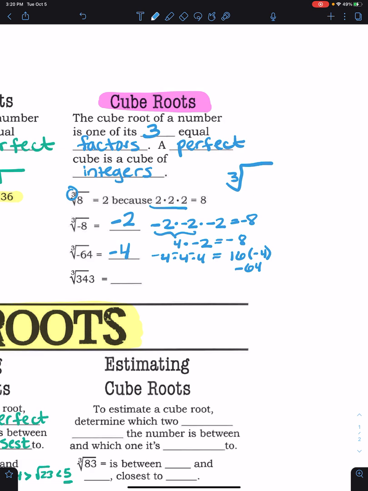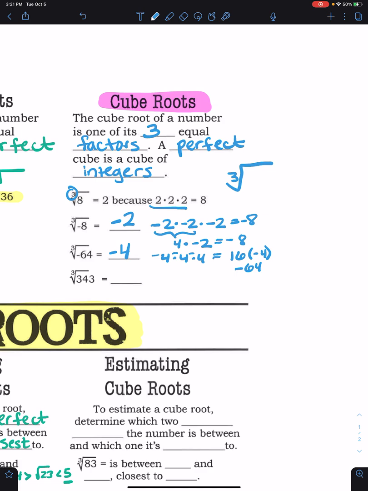What about 343? Let's say you had no idea. You could look at what the number ends in and think to yourself, what kinds of numbers would I have to multiply to have a 3 at the end? You'd actually have to multiply it by itself 3 times. If it doesn't work that way, go with some numbers you do know.